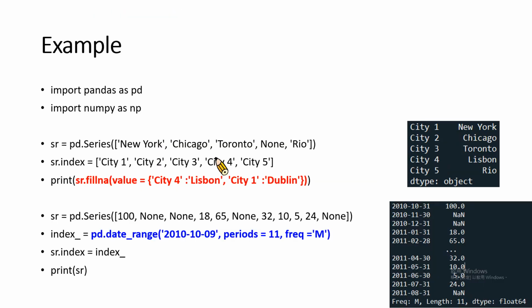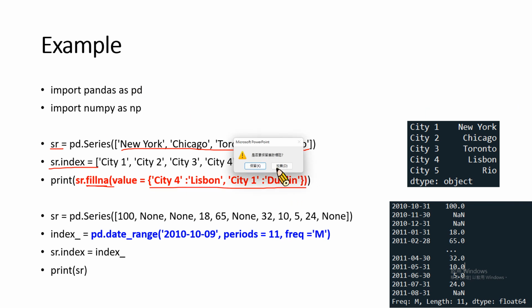And this will be an example of fillna and dropna. First, SR is the series. We have these values, and we set the index for the series. Then we use fillna here, so it will fill the NA value with these values.